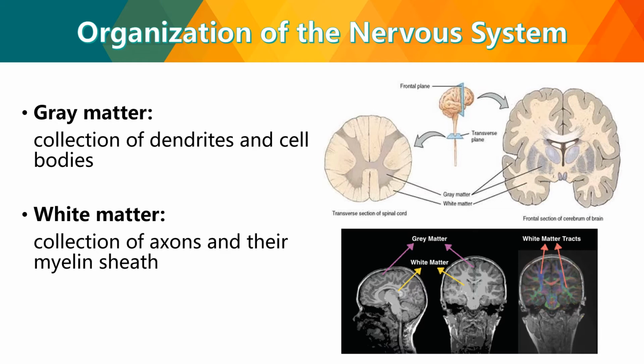that the gray matter is a collection of dendrites and cell bodies, while the white matter is a collection of axons and their myelin sheath. In imaging techniques, you will also be able to see how your gray and white matter look.